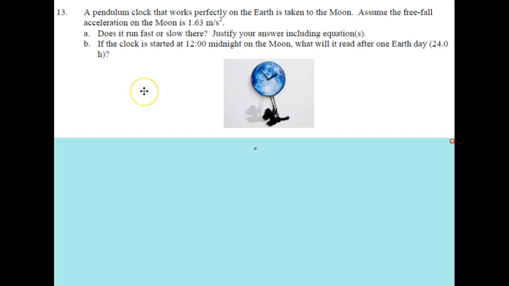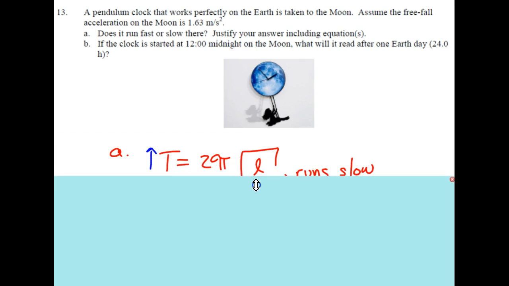All right, and lastly, number 13. A pendulum clock that works perfectly on the Earth is taken to the moon. Assume the free fall acceleration on the moon is 1.63 meters per second squared. A, does it run fast or slow there? And justify your answer using equations. And B, if the clock is started at 12 midnight on the moon, what will it read after 1 Earth day, which of course is 24 hours?